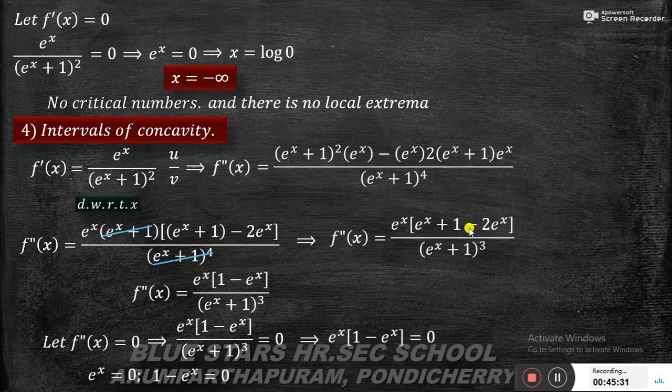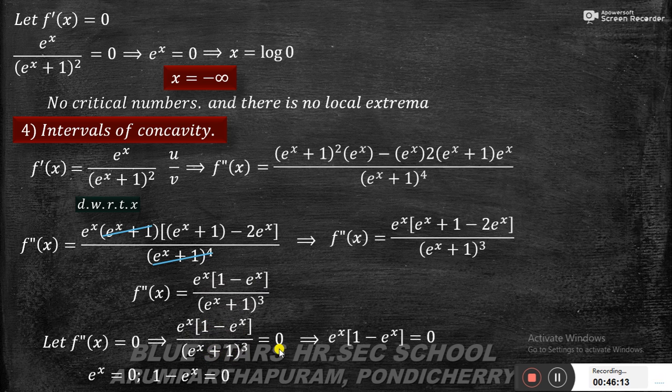Here e power x plus 1 minus 2 e power x, we write it 1 minus e power x whole square, not whole cube. So the formula is a square minus 2ab plus b square. Here we just add it, e power x minus 2 e power x, we get the answer minus e power x. So e power x into 1 minus e power x by e power x plus 1 whole cube.